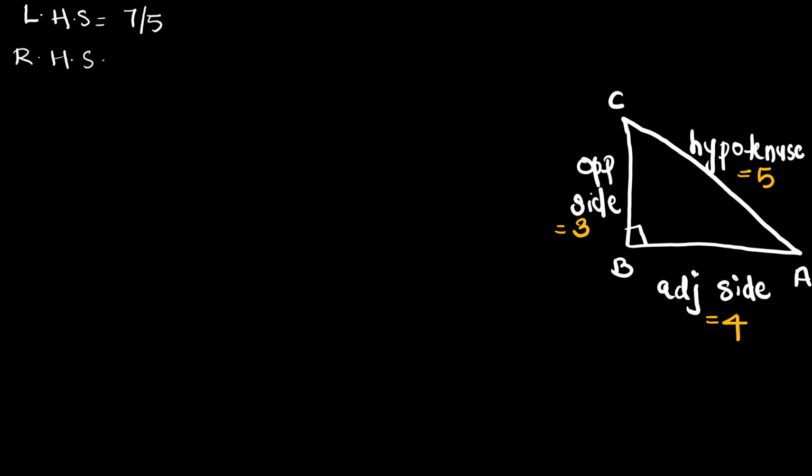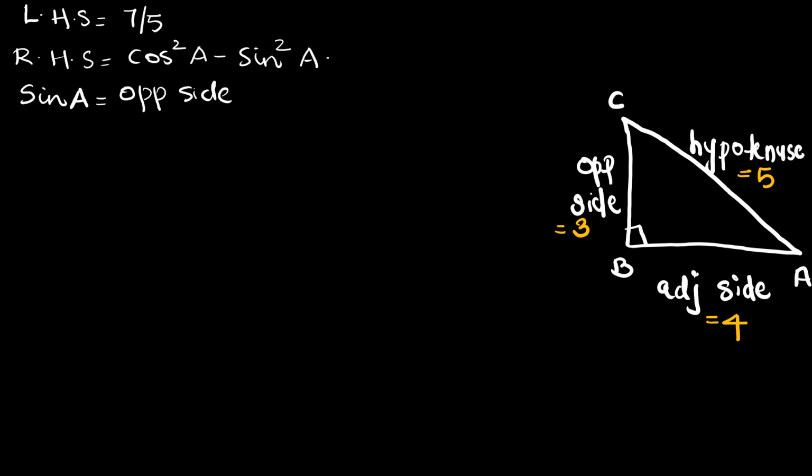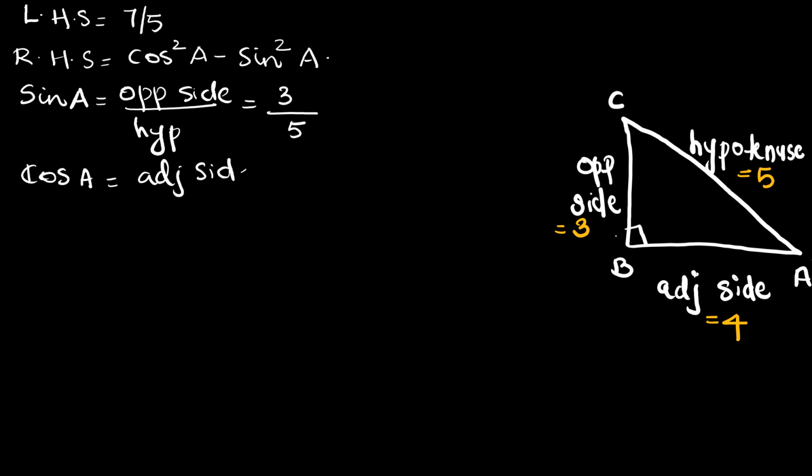What is the RHS? The RHS in the question is cos square A minus sin square A. Now from this figure, what is sin A and cos A? Sin A is opposite side divided by hypotenuse. Here the opposite side is BC, given as 3, and the hypotenuse is AC, given as 5. Again, cos A is adjacent side divided by hypotenuse. The adjacent side is AB, which is 4, and again the hypotenuse is 5.